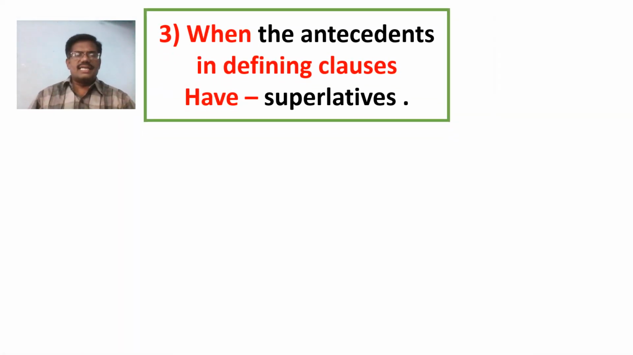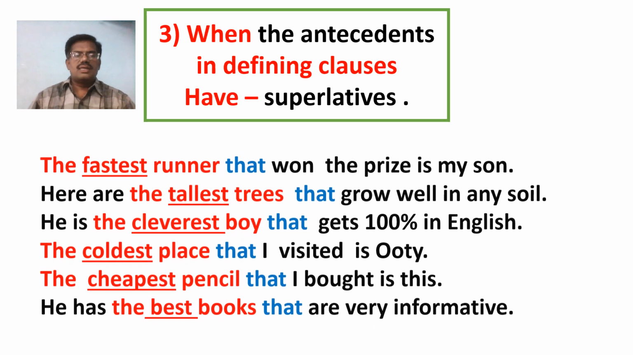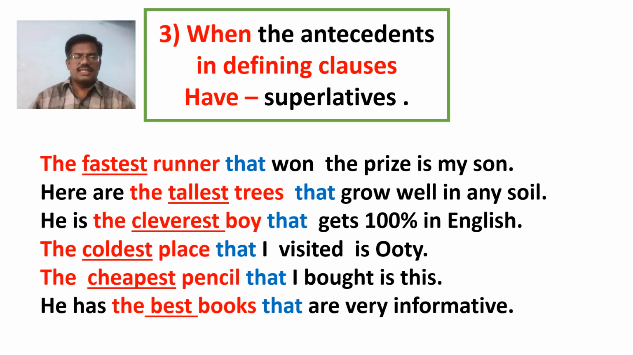If the antecedents in defining clauses have superlatives, then we prefer to use that as a relative pronoun. Look at the following sentences. All these sentences have the superlatives. In the first example, the superlative form is fastest. In the second sentence, the superlative form is tallest. In the third sentence, the superlative form is cleverest.